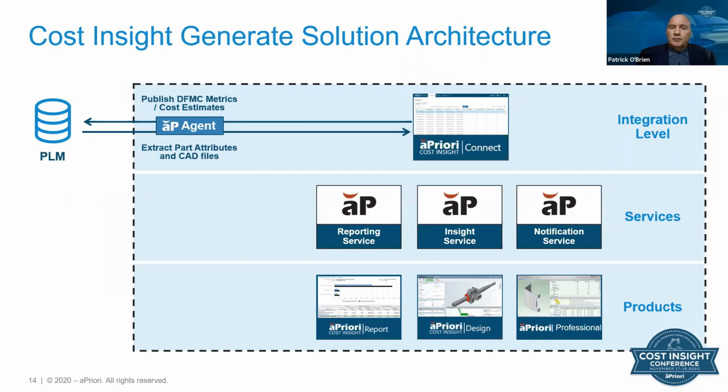So just a quick overview of the products and the solution in general. Starting on the top side, left-hand side at the top, the aPriori agent is a piece of code that really is the glue between the back-end systems like your PLM system and the CI Connect application. So it's going to execute queries on the PLM system to find the part objects and pull the CAD files over so that aPriori or CI Connect can cost those. It's also going to take results that come back from the costing and the insights and push those back to the PLM system.